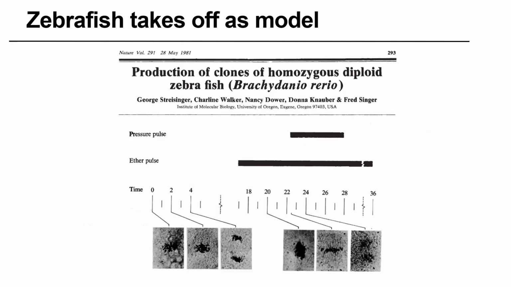But that paper was a doozy. This is the first paper that he put together on zebrafish: production of clones of homozygous diploid zebrafish. The naming here, the genus, has changed a little bit as the information has come in. So it can be referred to either as Brachydanio or Danio because the genera have been merged. But what he found was that it was possible to produce a diploid clone of a zebrafish.